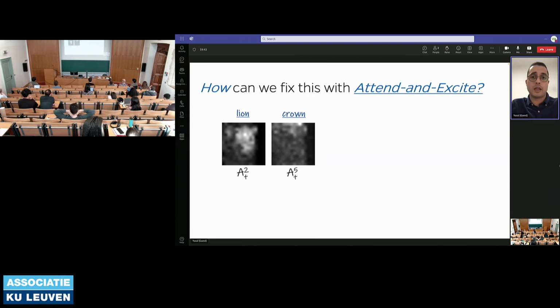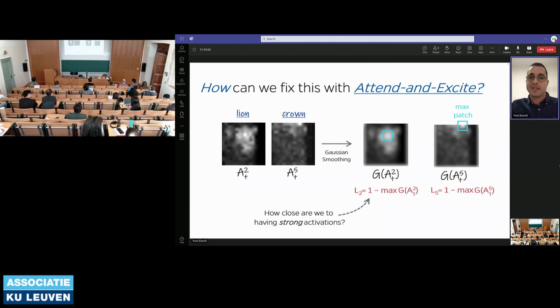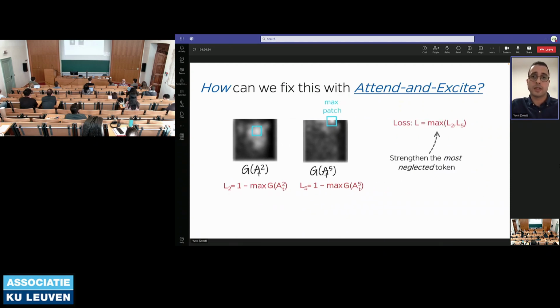We're going to start off with a Gaussian smoothing over the attention map, just to smooth things out. And what we want to do is compute the maximum activation that we have in each one of these attention maps. Right? And ideally, we want this maximum value to be as high as possible. So using this idea, we can define a loss that says how close we are to having the highest possible activation. The highest possible activation is going to be 1. Right? So if we have a high activation somewhere in my attention map, this loss is going to be low, and vice versa.